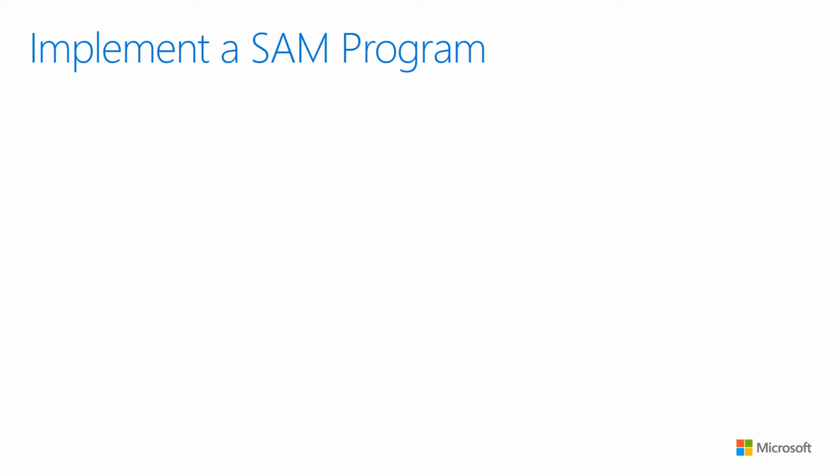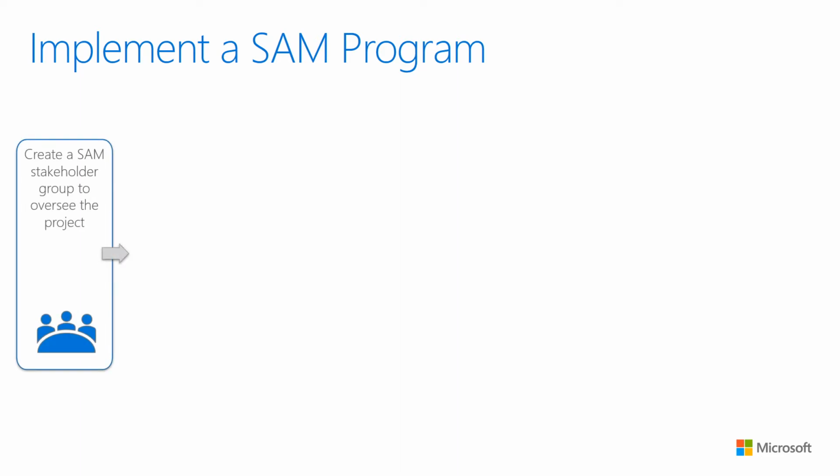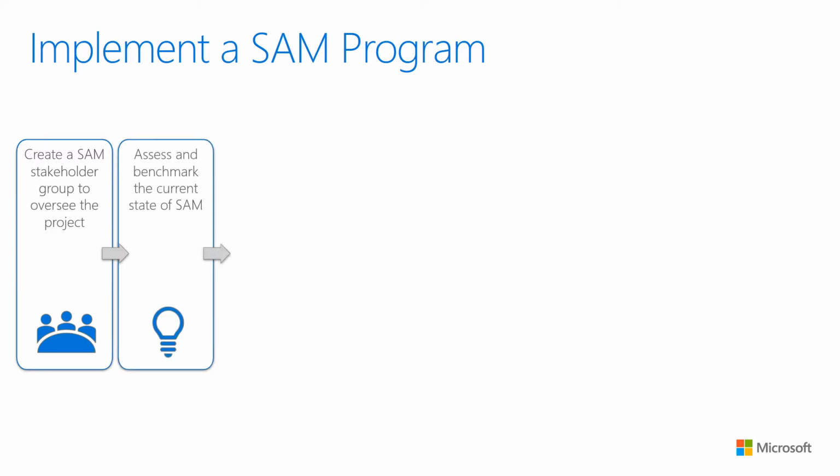Now to implementing the SAM program. The types of things that it's important to include here are firstly creating a SAM stakeholder group to oversee the project and then getting going with the project itself, starting with assessing and benchmarking the current state of SAM. And in Module 1, we looked at using the SAM optimization model to do just that.